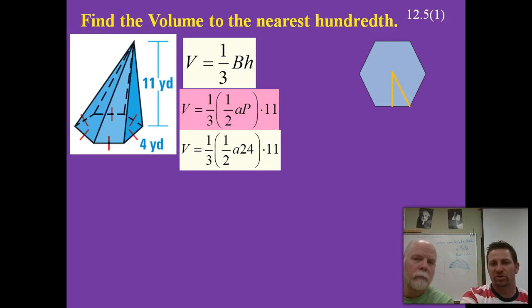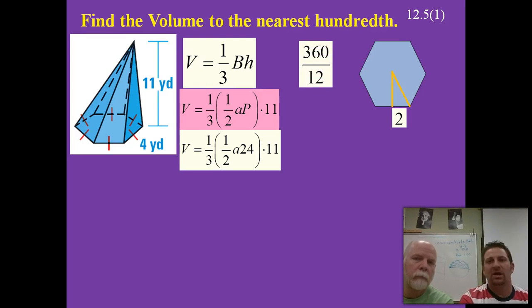We know that this is 2 because that's half of the side, which is 4. Now we're going to go 360 divided by 12, and it's 360 divided by 12 because there are 6 pieces, but then we split it in half to get that little triangle. You guys should remember this from the last chapter. We did this over and over again in chapter 11. And really, a hexagon is one of the easier shapes to do this in. So that's where the 12 comes from.